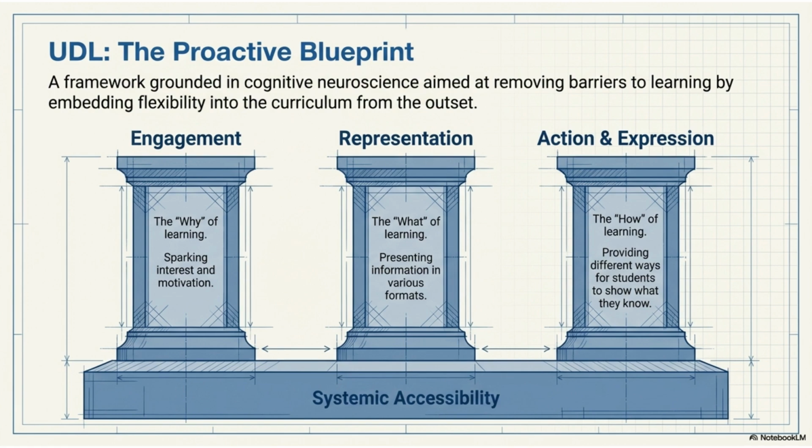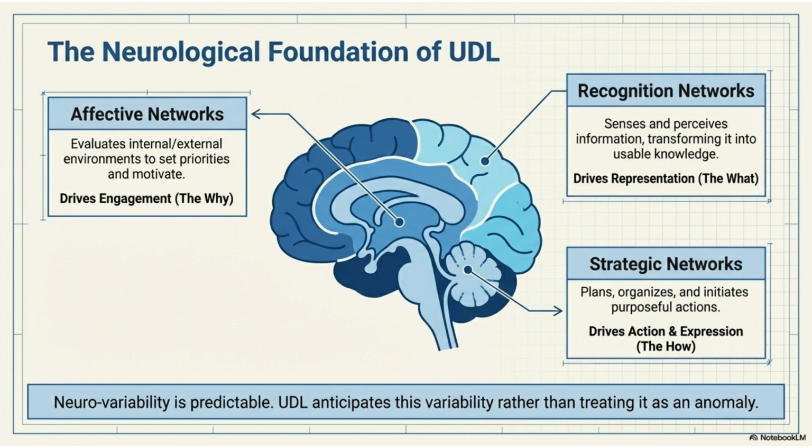UDL is the proactive blueprint, a framework that removes barriers to learning by embedding flexibility into the curriculum from the outset. This framework is supported by three pillars: engagement, representation, and action and expression, all resting on a foundation of systemic accessibility. The UDL framework is grounded in cognitive neuroscience, aligning with the brain's three learning networks. Affective networks drive engagement. Recognition networks drive representation. Strategic networks drive action and expression. UDL anticipates neurovariability rather than treating it as an anomaly.